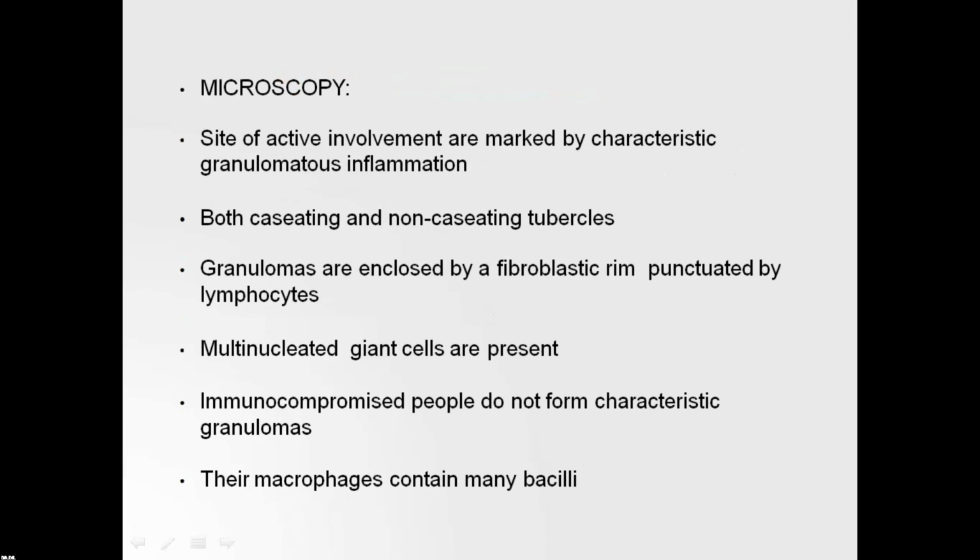On microscopy of tuberculosis, this is seen, taken from the site of active involvement: marked characteristic granulomatous inflammation, with both caseating and non-caseating tubercle formation. Granulomas are enclosed by a fibroblastic rim punctuated by lymphocytes. Multinucleated giant cells are present. Immunocompromised patients do not form a characteristic granuloma, so their macrophages contain many bacilli.